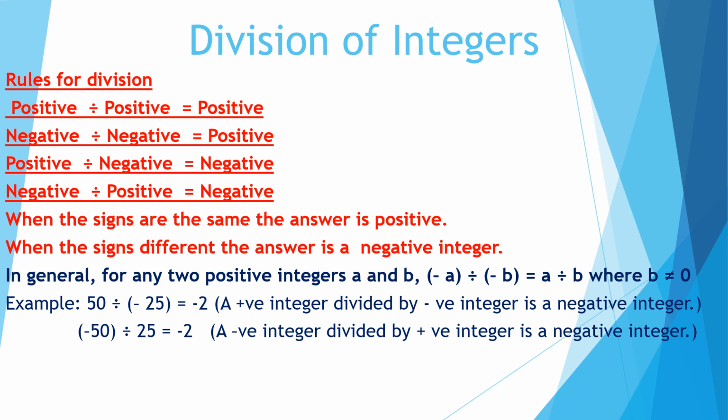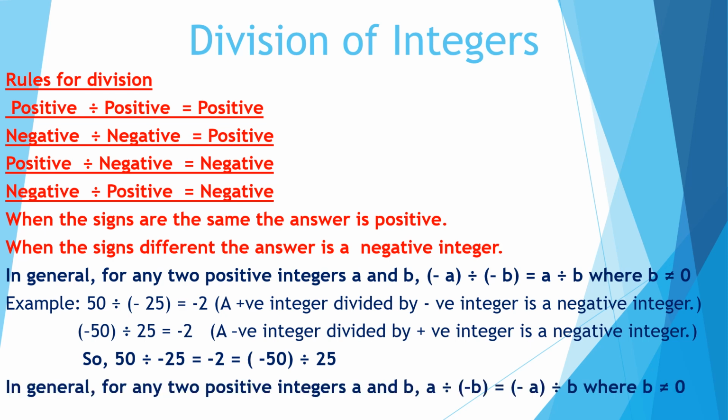Now we take minus 50, a negative integer, divided by a positive integer 25. When we do this division again, we get minus 2 as a quotient. So 50 divided by minus 25 is equal to minus 2, which is equal to minus 50 divided by 25. So in general, for any two positive integers a and b, a divided by minus b is equal to minus a divided by b, where b is not equal to 0.